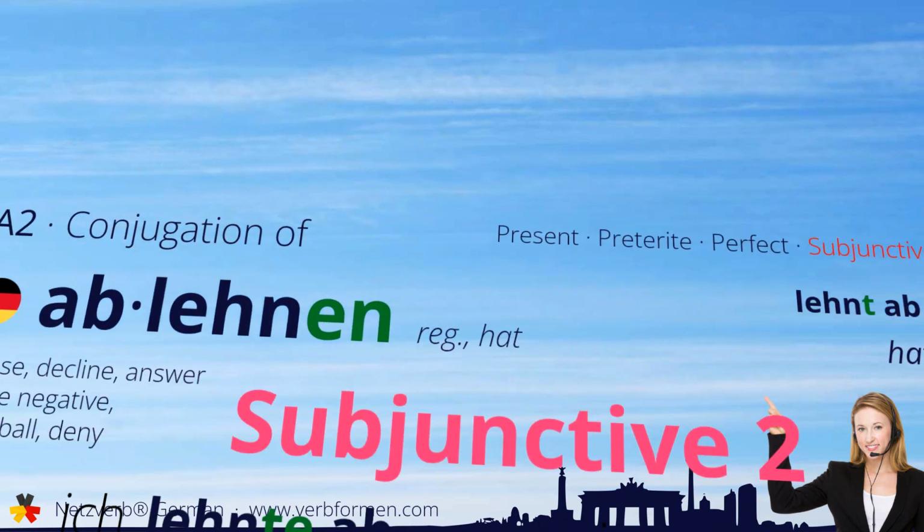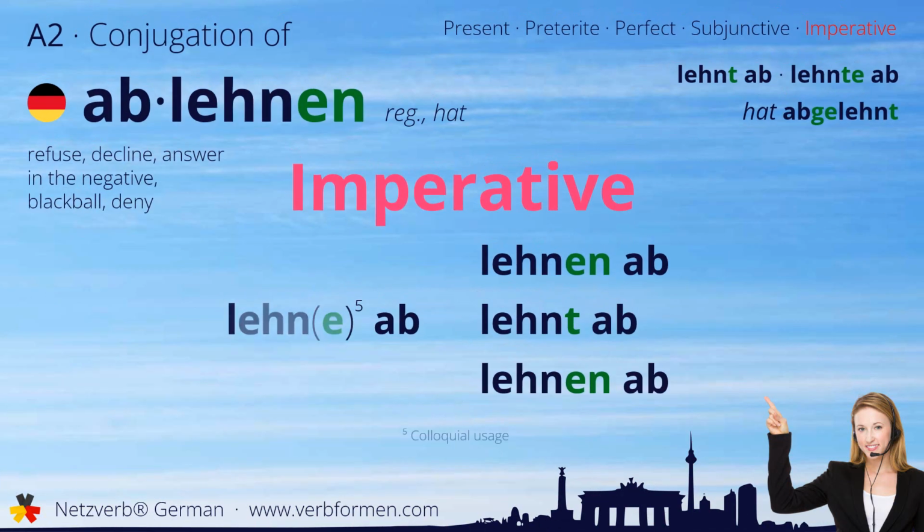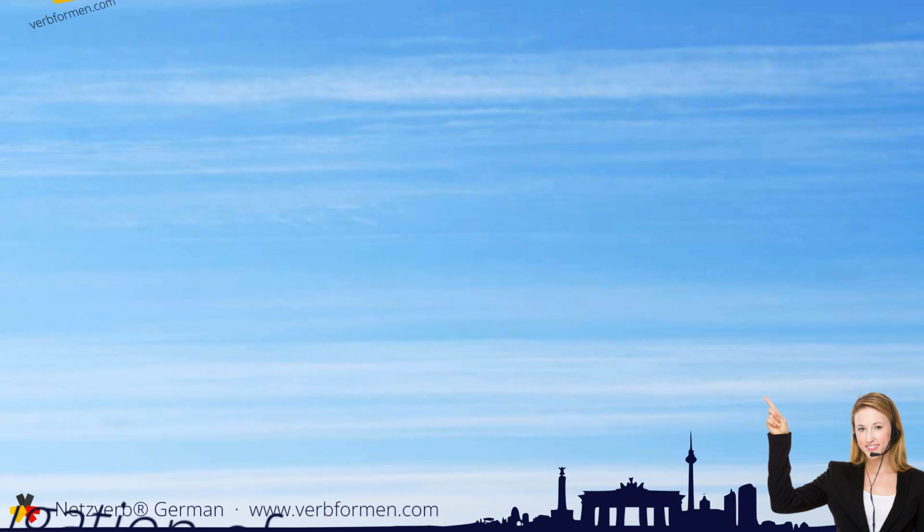And finally, we'll cover the imperative. Lehne ab du. Lehnen ab wir. Lehnt ab ihr. Lehnen ab sie. That was our today's learning video about the verb ablehnen.